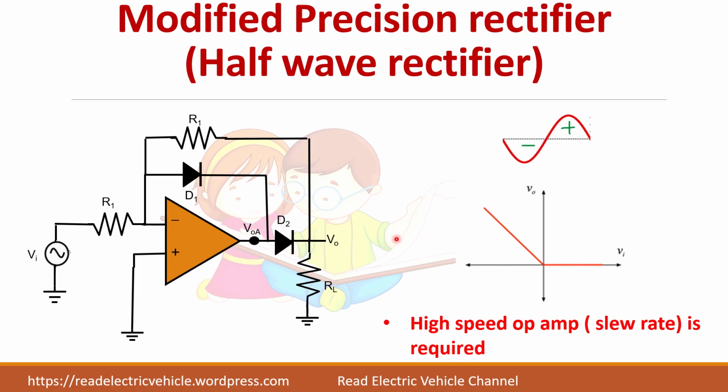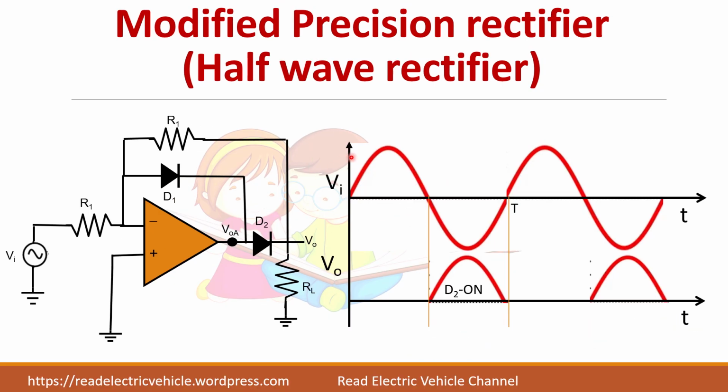But here also we have to properly select the op amp such that its slew rate matches with the operation, or you should have a high speed op amp. So this is the input and output waveform of the half wave rectifier. During the positive half cycle there is no output, whereas during the negative half cycle you will get a positive output.